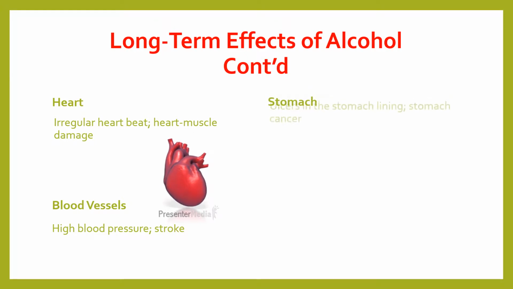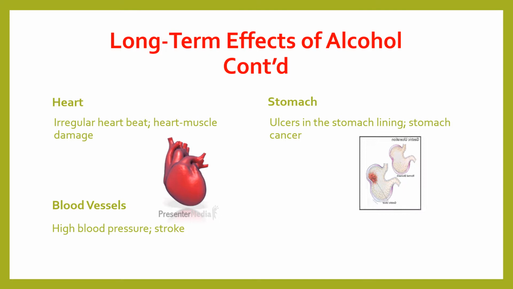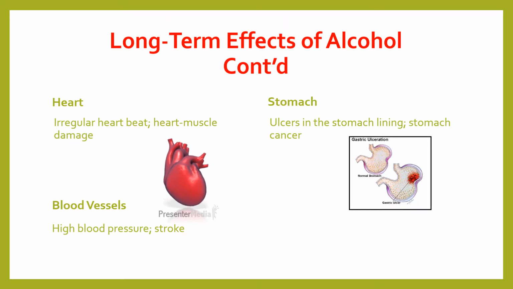The stomach. Ulcers can form in the lining of the stomach and esophagus from excessive drinking and through vomiting. Stomach acid can eat away the lining on the inside of the stomach and cause ulcers. Here is a picture of an ulcer. And drinking can also cause varices, which are swollen blood vessels. And they form in the stomach and esophagus and can cause bleeding and anemia, or low blood levels.